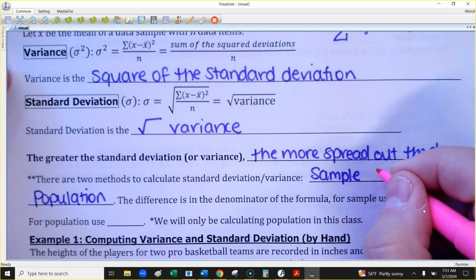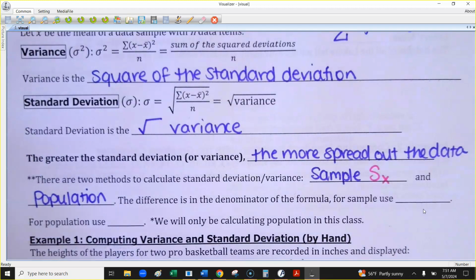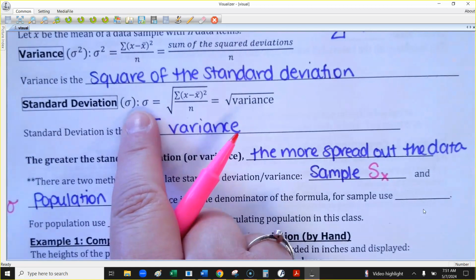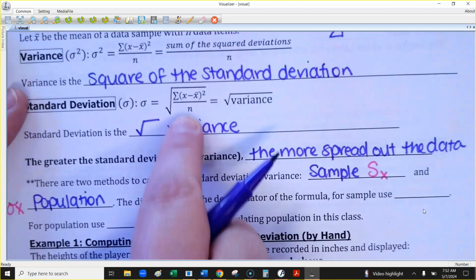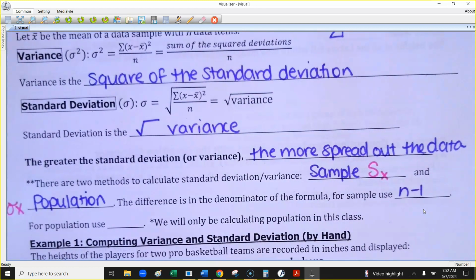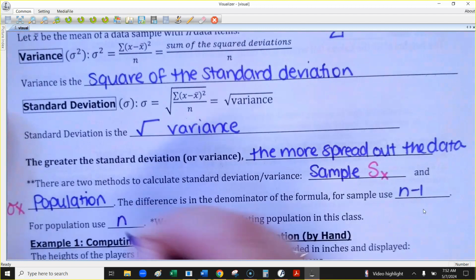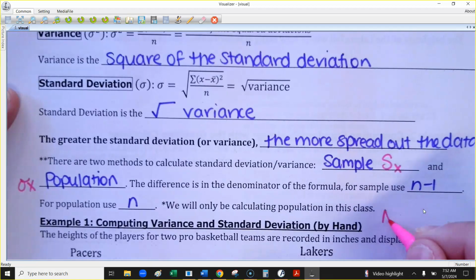In the calculator, you'll see this. It'll be a capital S with a sub x. The population is going to be like that fancy little sigma that I have up here with an x next to it. And that's actually the one that we are going to use, okay? Now, the difference is if you have a large data set and you use a sample, in those formulas I have up here for you, they put n minus 1 in the denominator. And for the population, which is the formula you've got up there above, you just use the number of data values because you know exactly the number of data values. So just what I want you to remember, we're going to use population.